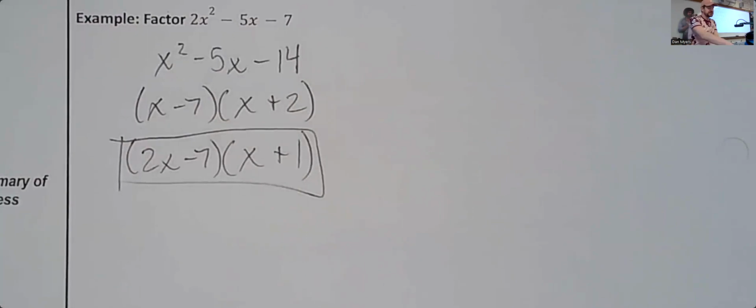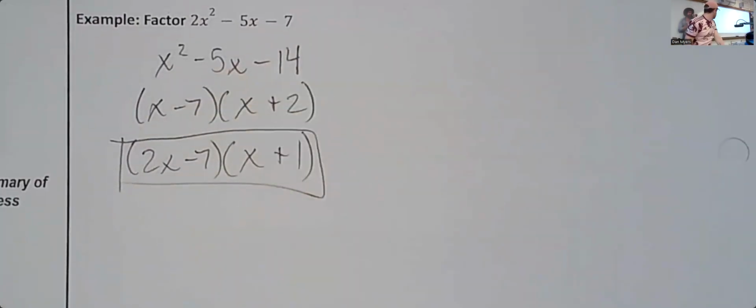So this is what the process would look like without the arrows and actually showing the division and all that. So go ahead and take a look there. 2x minus 7 times x plus 1. And again, you can always double check your work by foiling it back out just to make sure you got it right.